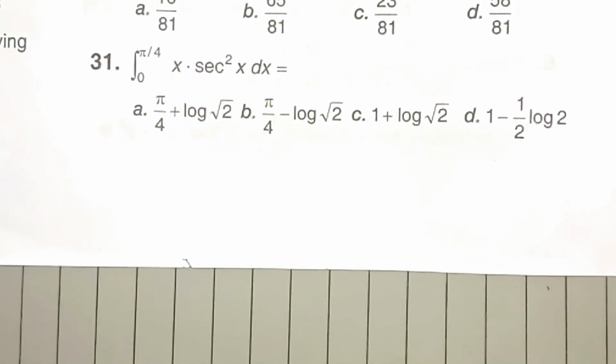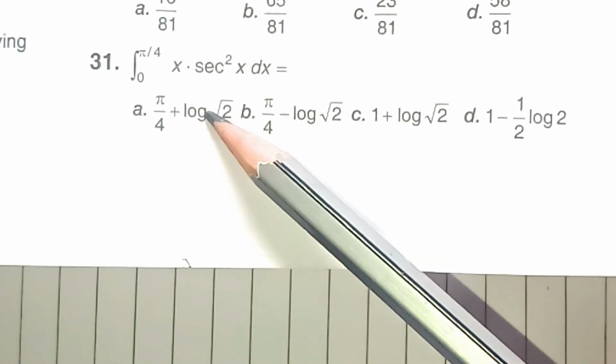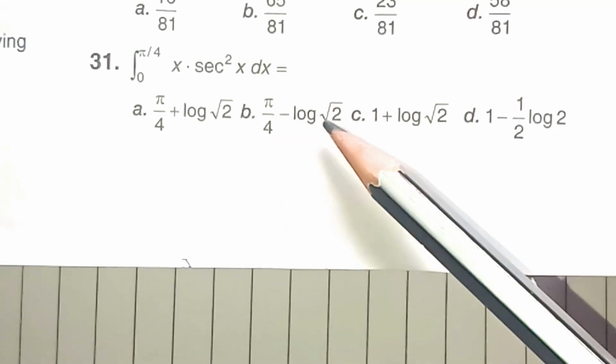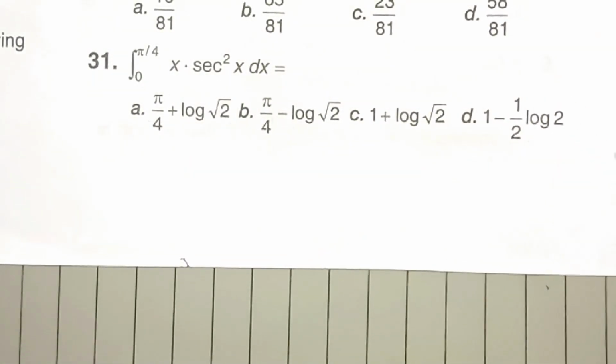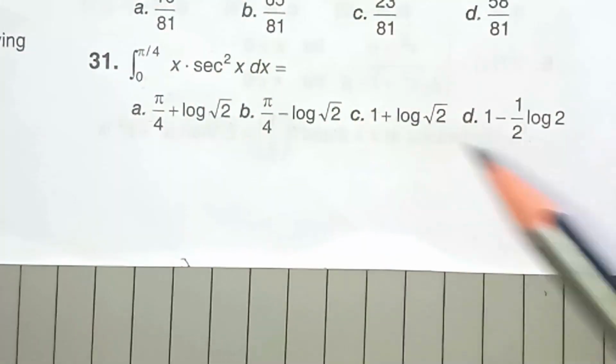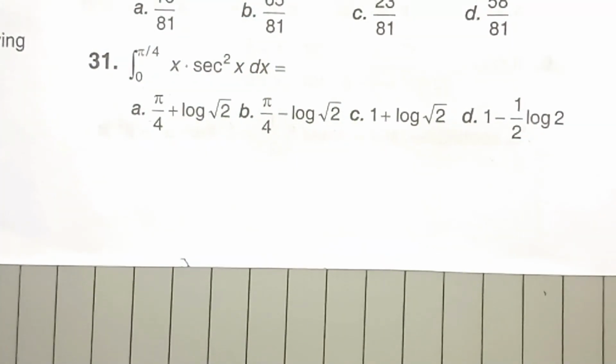Options are given: a, pi by 4 plus log root 2; b, pi by 4 minus log root 2; c, 1 plus log root 2; d, 1 minus 1 by 2 log 2. So we have to figure out which one of the options is correct. Okay, so now let's get started with today's solution and see how it works.